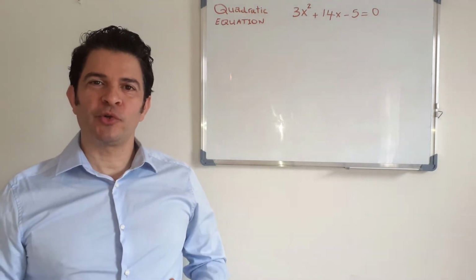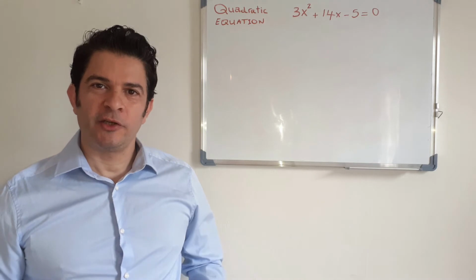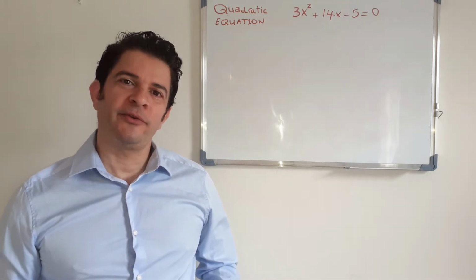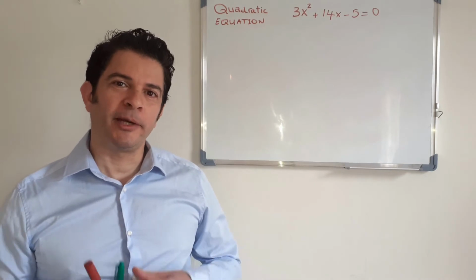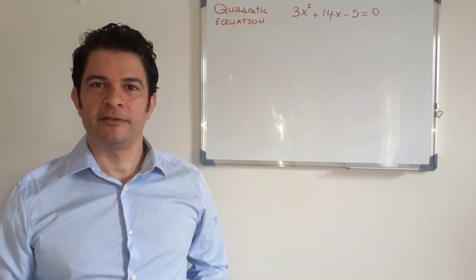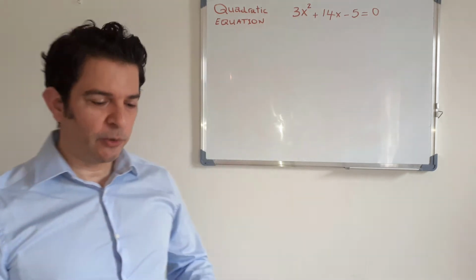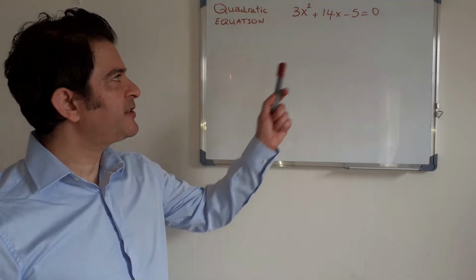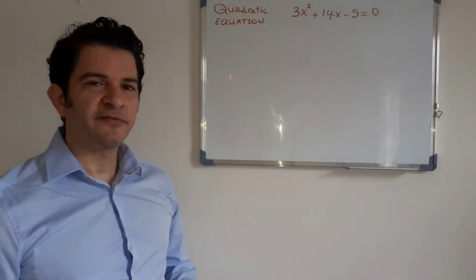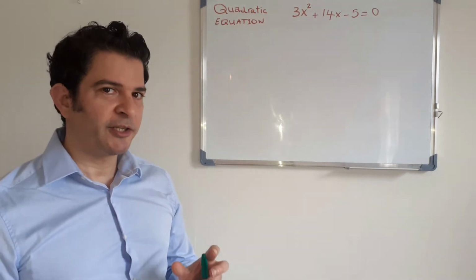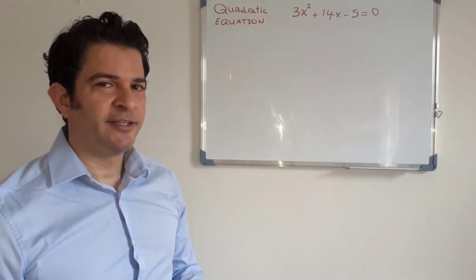Today we are going to talk about quadratic equations and how to factor them. I will show you a very good trick that you can apply to any quadratic equation regardless of its complexity. So today we're going to look at this example here: 3x squared plus 14x minus 5 equals 0. I'm going to show you the trick that is called magic X.